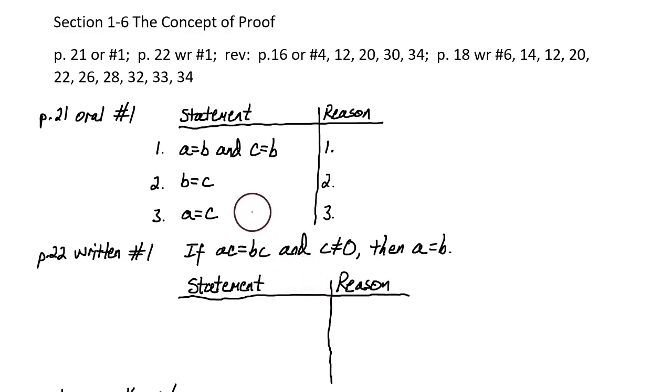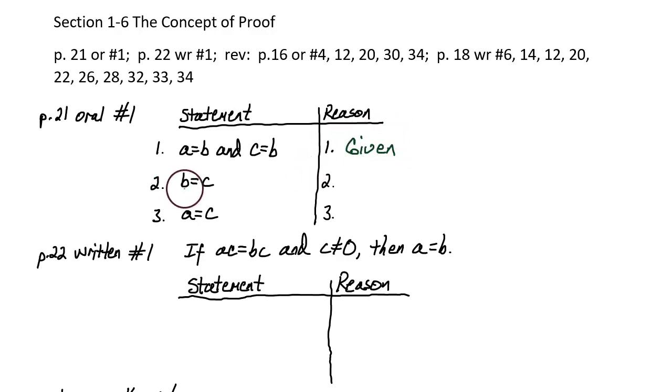Here's the answer for page 21. The oral exercise is number 1. We are given a theorem and asked to provide the reasons for the statements in the proof of that theorem. When you look at the first statement, A equals B and C equals B, that comes directly from the hypothesis of the original if-then sentence given in this problem. So the reason for writing that at the beginning of the proof is that it's given information.